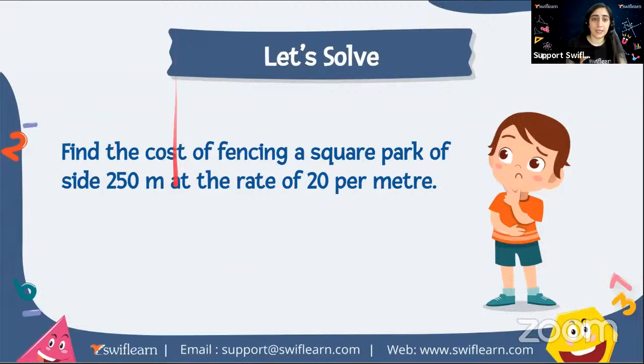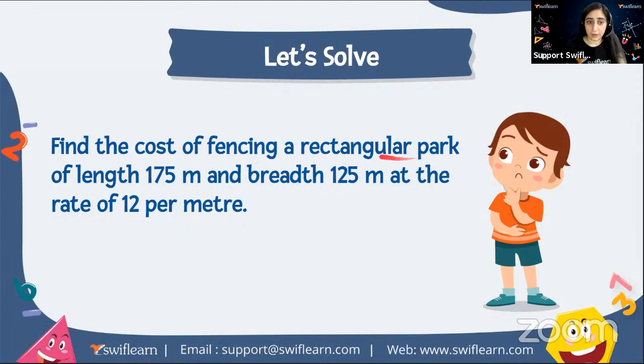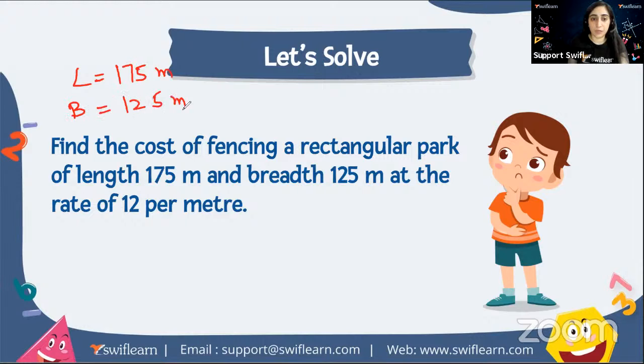Okay. Now let's see how to proceed with the next one. Find the cost of fencing of a rectangular park with length 175 meter and breadth 125 meter at the rate of 12 per meter. So I know the length is 175 meter, and the breadth is 125 meter. I want to know the cost, that is what the question is asking, so our answer will be in rupees. And it's saying it will cost 12 rupees per meter. Before that, I need to know the perimeter. So let's solve it once and tell me the perimeter of this rectangular park.